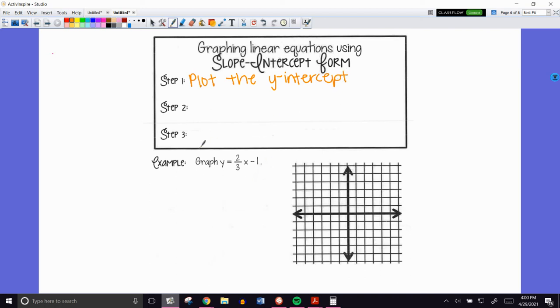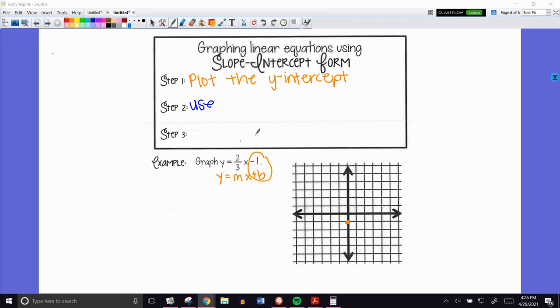So if I look at this example here, we need to remember y equals mx plus b. So my y-intercept is this -1. So I'm going to go to 0 and down to -1. And that was step 1. Then step 2 is going to be use slope.